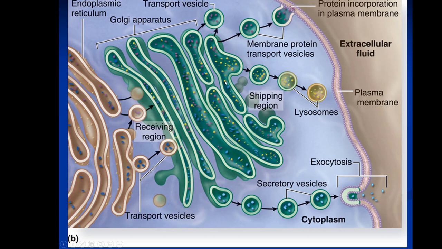So the proteins leaving the Golgi apparatus have three options. They can be inserted into the cell membrane, as you're seeing here. They can be exported from the cell via exocytosis, or they can be put into something called lysosomes. Lysosomes are basically another organelle that we'll talk about. So the three options for proteins leaving the Golgi apparatus are to be inserted into the cell membrane, exported from the cell, or put into a vesicle called a lysosome.